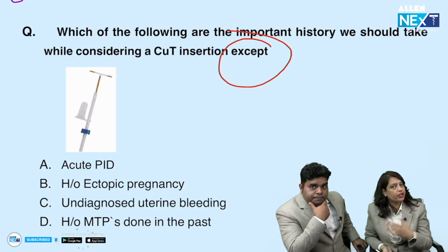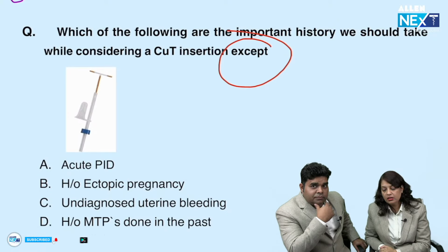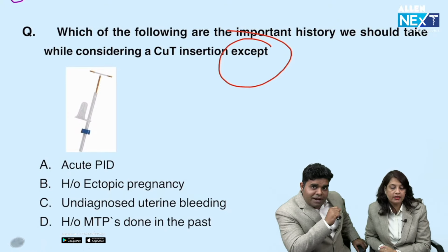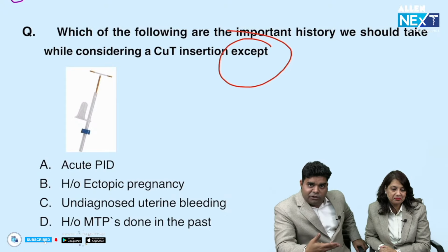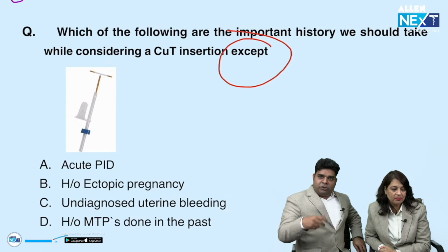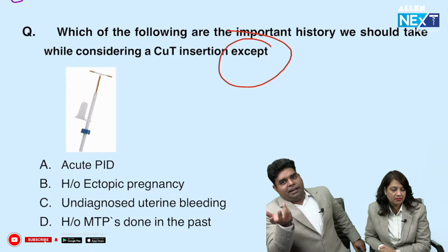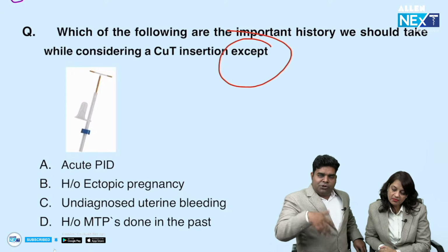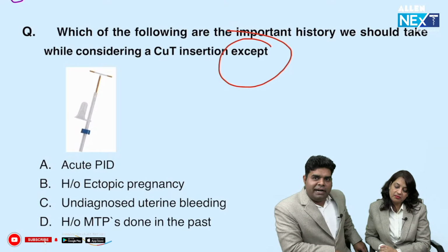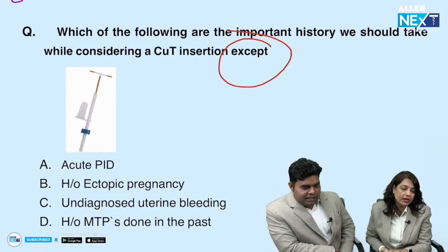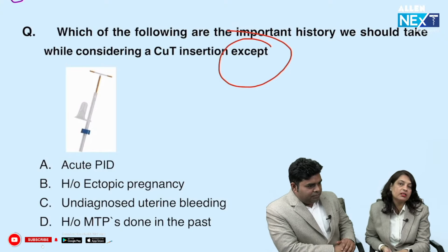Or you can say 3 of them are absolute contraindications for an IUCD insertion, and one is not. What is that? I have seen in last year also they asked in AIIMS, multiple choice questions are also there sometimes, and it's very likely that the question of contraindications of contraceptives can come. And what is the type of IUCD they have given in this question?